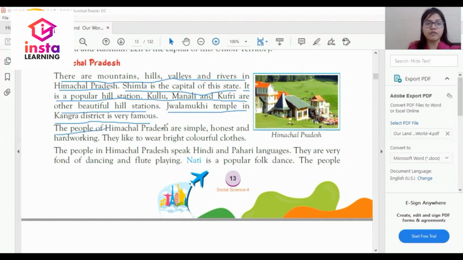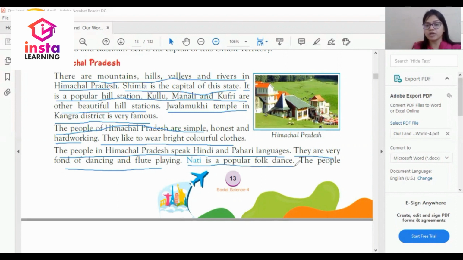The people of Himachal Pradesh are very simple, honest and hard working. They like to wear bright, colorful clothes. The people in Himachal Pradesh speak Hindi and Pahari language. They are very fond of dancing and flute playing. Nati is a popular folk dance.